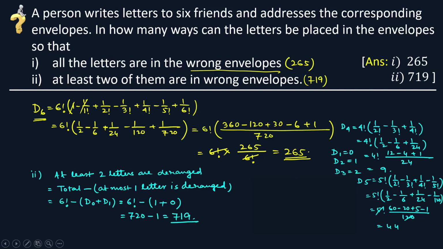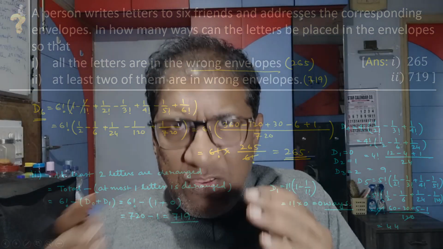In that way also you can do it. But have you understood this problem? Is it clear to you? Particularly the second part is more interesting, where they have said that at least 2 letters should be in the wrong envelopes. That is, at least 2 letters should be deranged. It means what? That 2 letters are deranged, the rest 4 letters will be in their right position. Or 3 letters are deranged, the rest 3 letters will be in their right position. And so on till 6 letters.